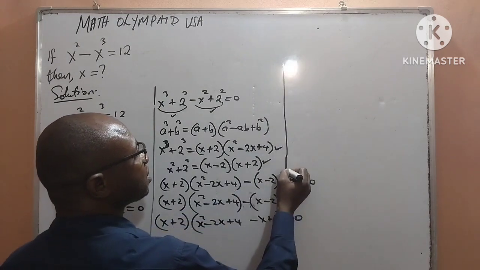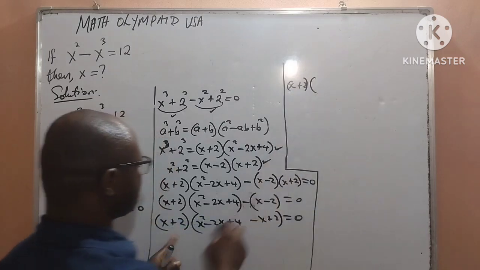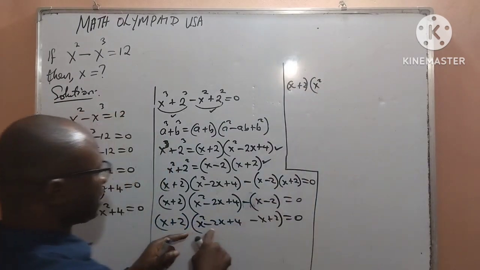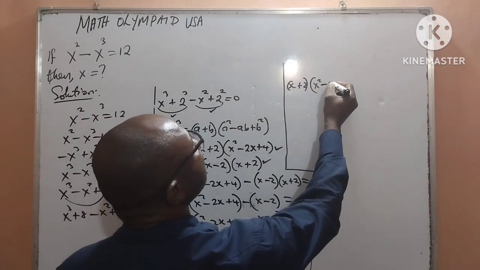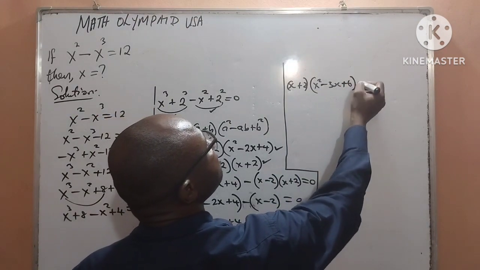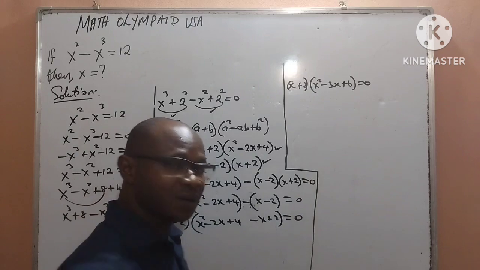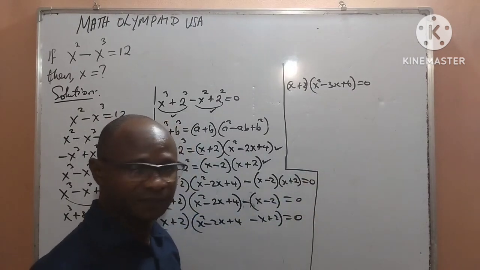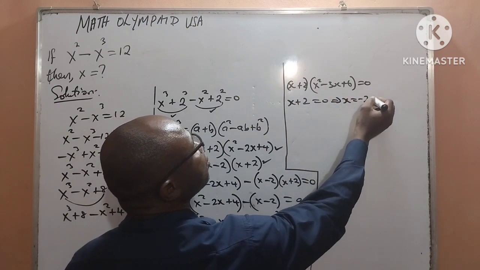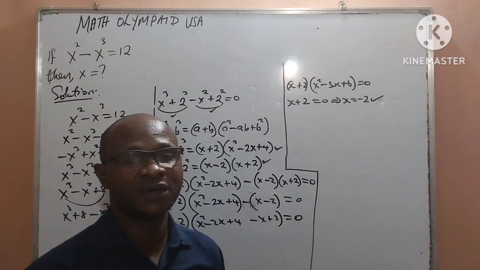And that implies, moving forward, I will now have x plus 2 into, at this point, x squared written down, then I have minus 2x minus x will give me minus 3x, then plus 4 plus 2 is going to give me plus 6. Everything is still equal to 0. This implies that the first bracket is equal to 0 and the second bracket is also equal to 0. Therefore, I can now write x plus 2 is equal to 0, implying that x is equal to negative 2. This means that I have gotten the first value of x.